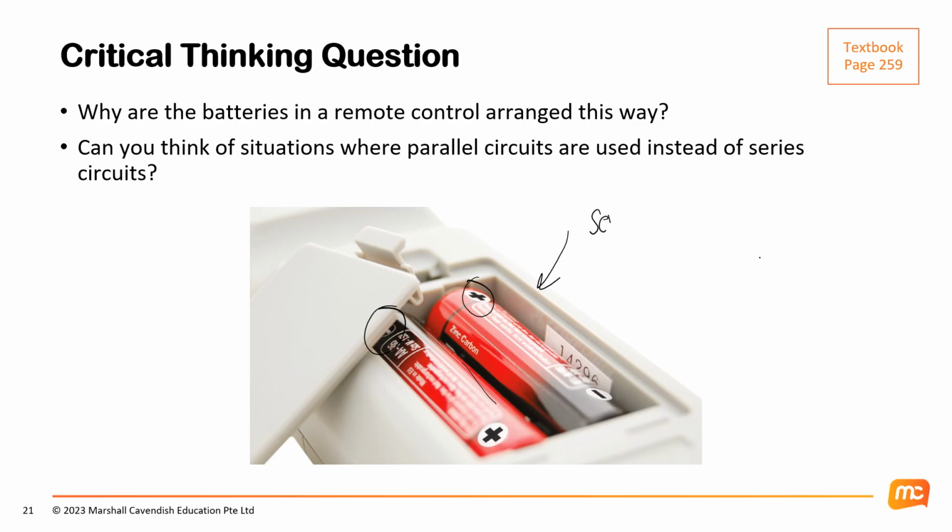Actually, this is an example of a series arrangement within a remote control. So what's the point of this? So that my EMF will be the sum of the EMF from each of the batteries. So for example, the VE here will be equal to the EMF of the first battery plus the second battery. If they are the same, what is the voltage of the battery here?